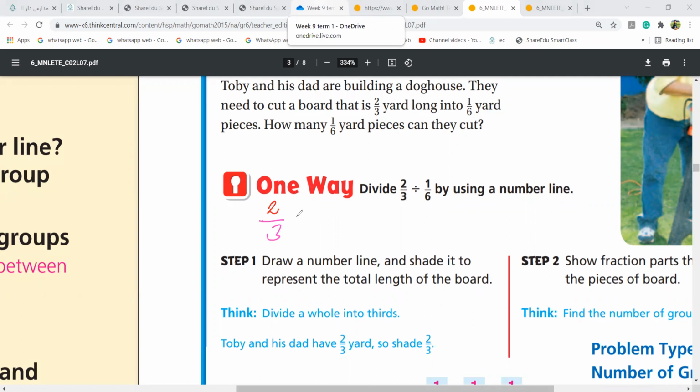2/3. Division becomes, how do I divide? Division becomes multiply. And 1/6, what do I do? I flip it. You remember this or no? Yeah, I do. Okay, now see here, girls, clearly.